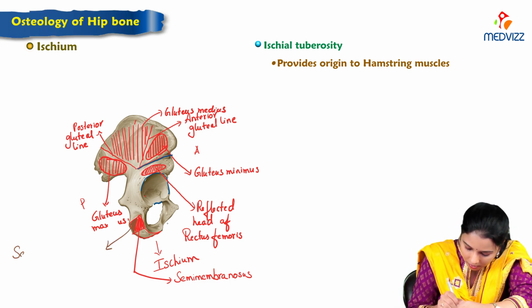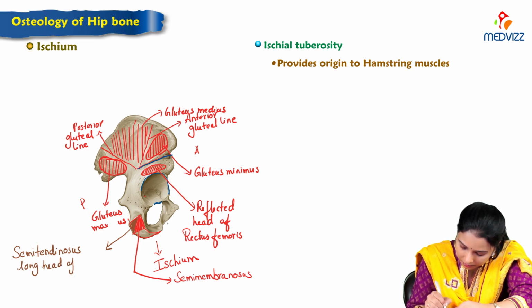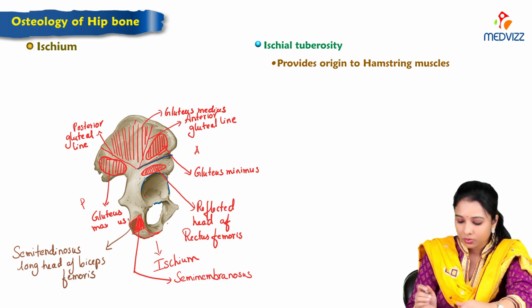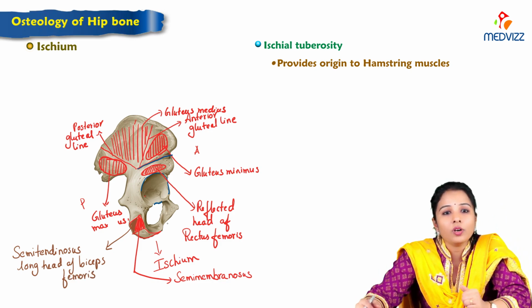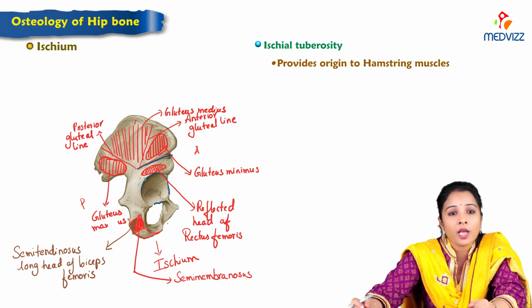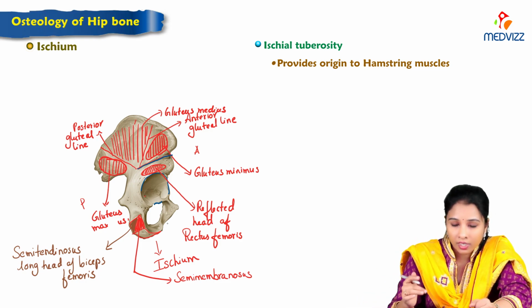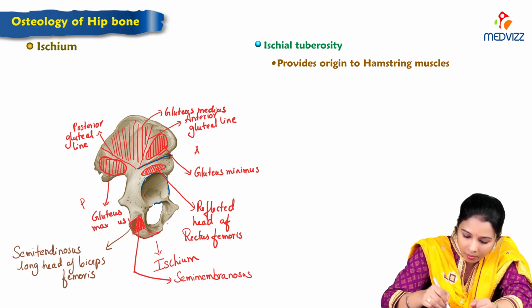This is semitendinosus along with the long head of biceps femoris. So that is about the attachment. The outer part of the lower triangular part will give origin to adductor magnus. So the ischial head, that is the hamstring part of adductor magnus, arises from the outer lower triangular part.